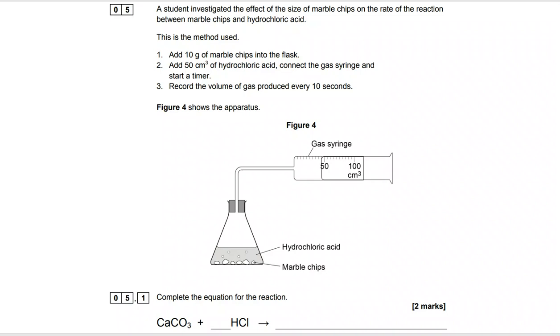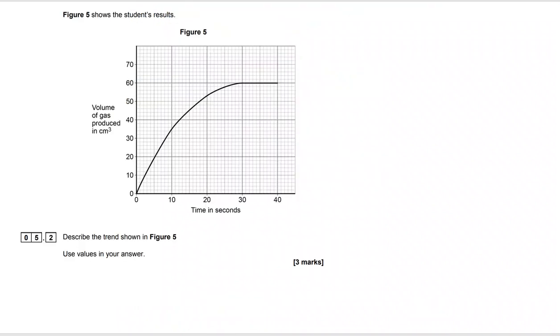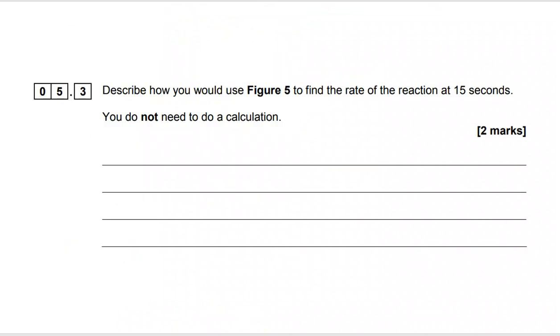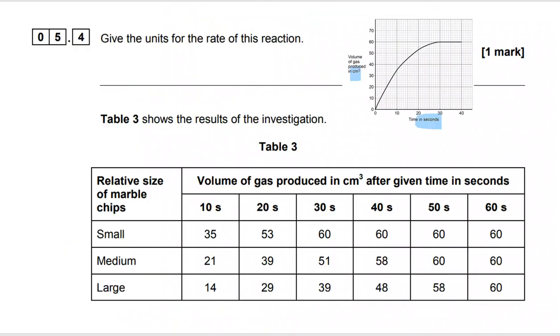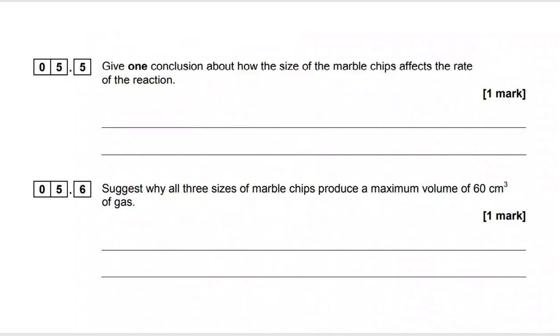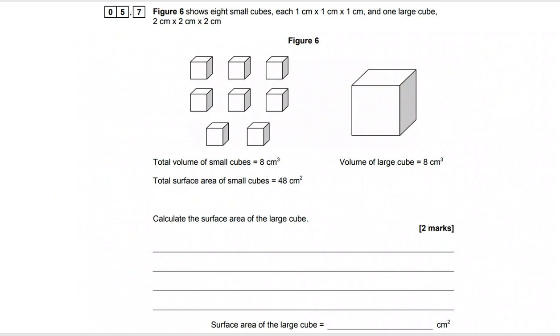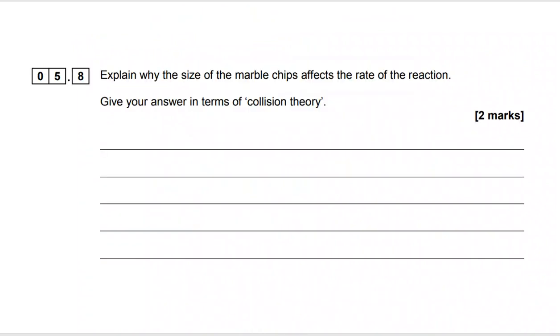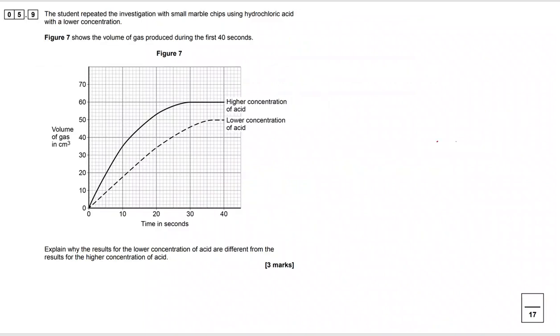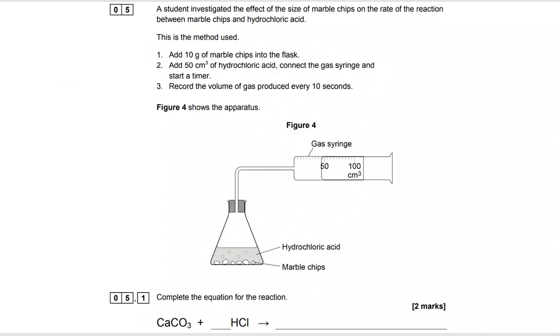So here's 5.1, 5.2, 5.3, 5.4, 5.5 and 5.6, 5.7, 5.8, and finally 5.9. And there are 17 marks available on this question. So let's go back to 5.1.